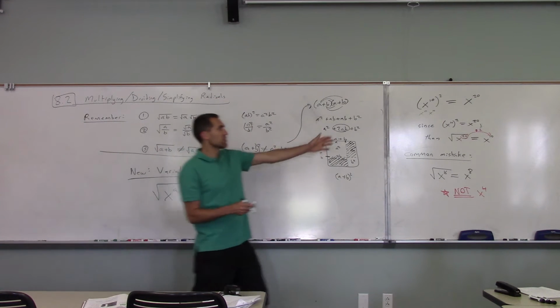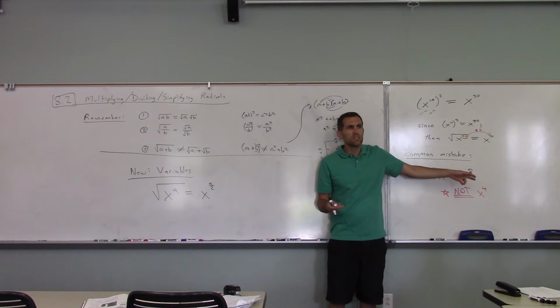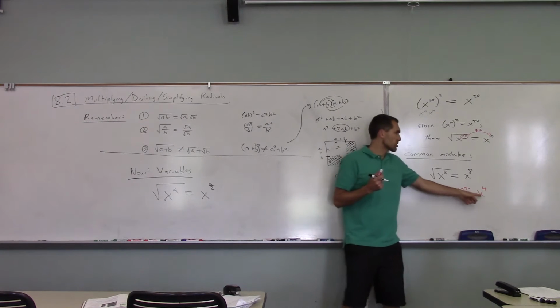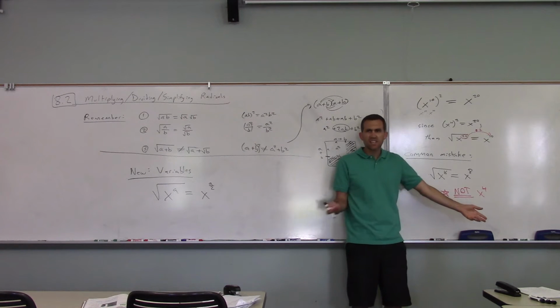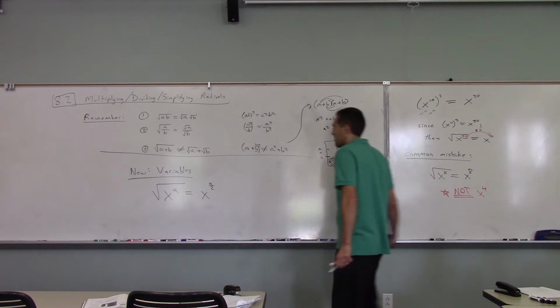Now you can check it: what's x to the 8 squared? X to the 8 times x to the 8 is, add them together, x to the 16. Or x to the 8 squared is x to the 8 times 2, 16. So it works, right? X to the 4 squared is only x to the 8, not x to the 16. Alright, enough of that.